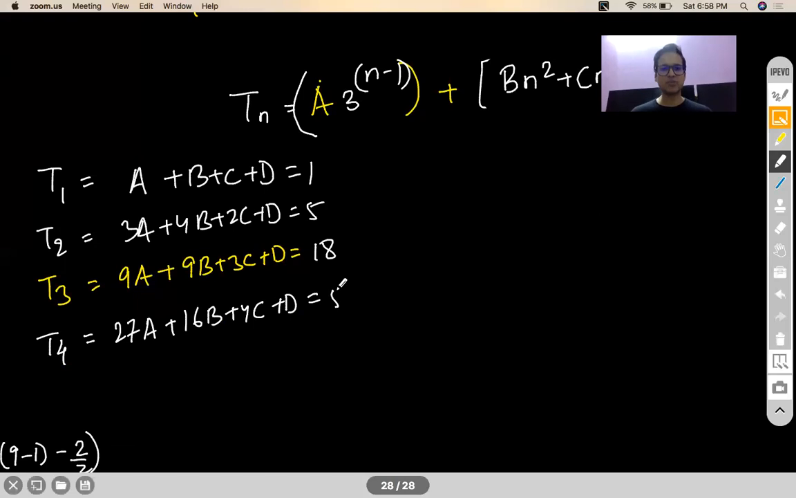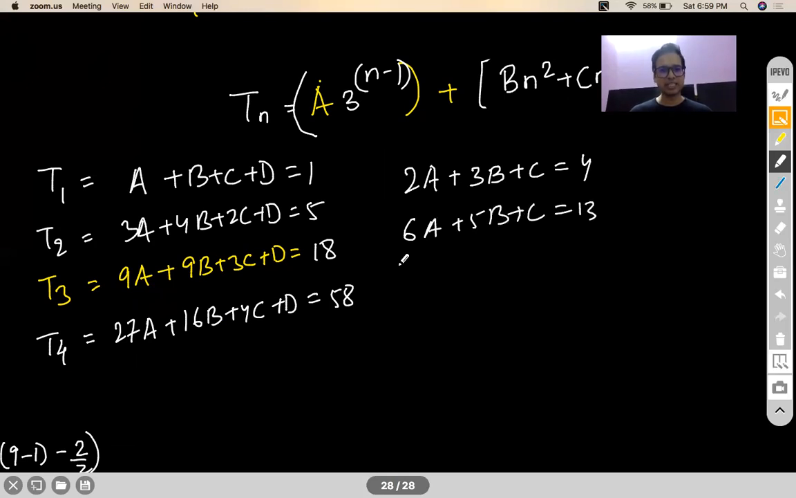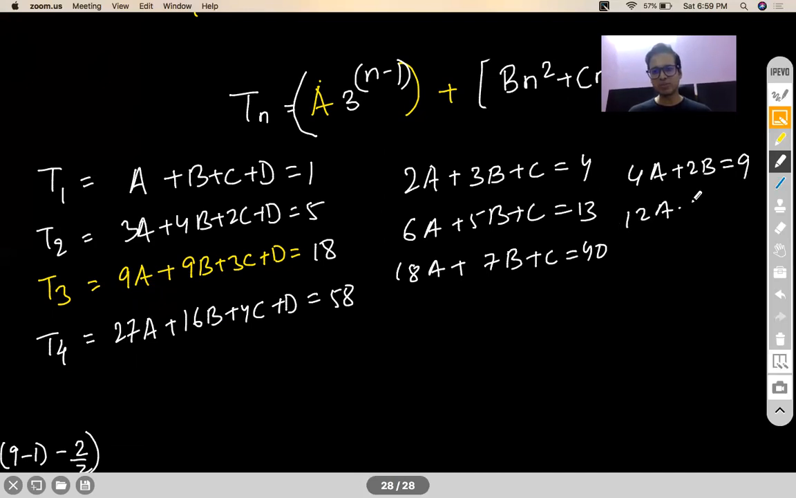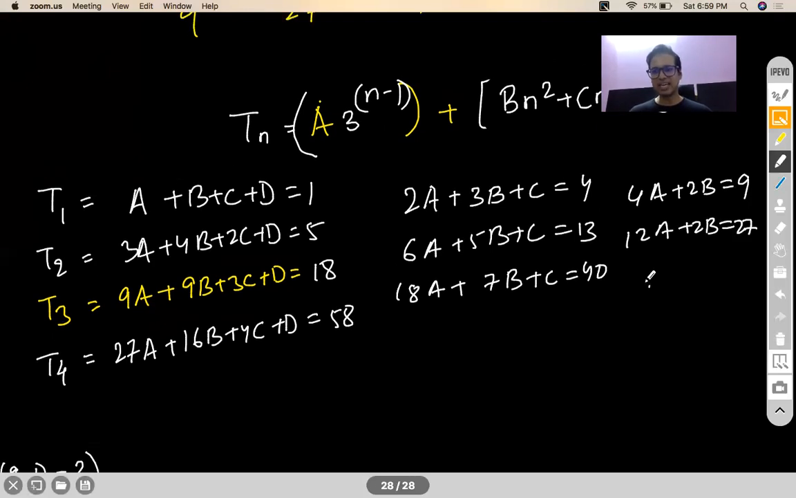Okay. Let's solve for it. So take the difference. Difference will end up giving you the result in a much faster way. 2A plus 3B plus C is equal to 4. Then 6A plus 5B plus C is equal to 13. Then 18A plus 7B plus C is equal to 40. Again, take the difference. 4A plus 2B is 9. And 12A plus 2B is equal to 27. Again, take the difference. 8A is equal to 18. So you get A as 9 by 2.